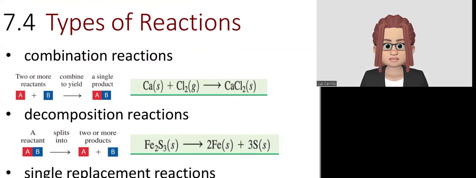Next, we have decompositions. And when it comes to decomposition, this is going to be the opposite of combination. We're going to have a single reactant split into two or more products. We can observe here that we have solid iron 3 sulfide decomposing to make solid iron and solid sulfur.